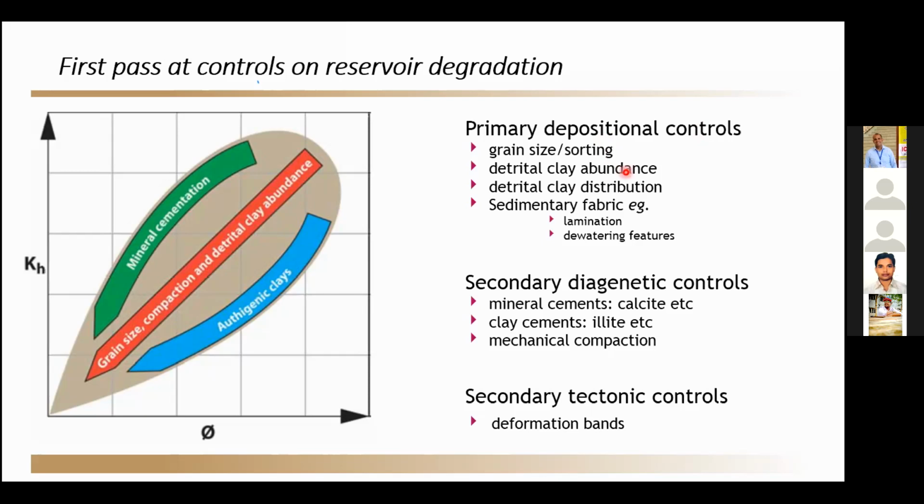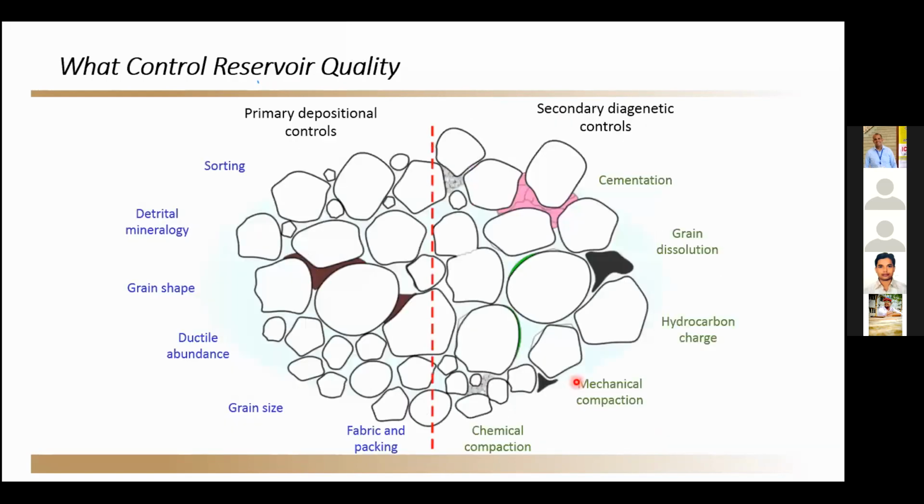The primary depositional controls: the grain size, which controls the permeability, the sorting, the clay abundance and clay distribution, the lamination and the dewatering. And we saw in the previous slide how the dewatering affects the permeability and isotropy. The factors that come after deposition: the mineralogy, cementation, the clay cement, the illite, the smectite, all of these minerals which control my pore geometric heterogeneity. And also we can go through the secondary tectonic controls, which deformed or enhanced the reservoir quality. So these are the main controls of reservoir quality.